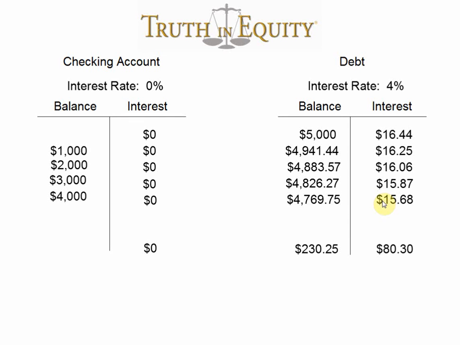We paid $80 in interest, and we only paid back $230 worth of debt. We earned nothing on our deposits, but on the plus side, we do have $4,000 in our checking account. This is the conventional model of how we bank and borrow. This should all look very familiar to most of you.